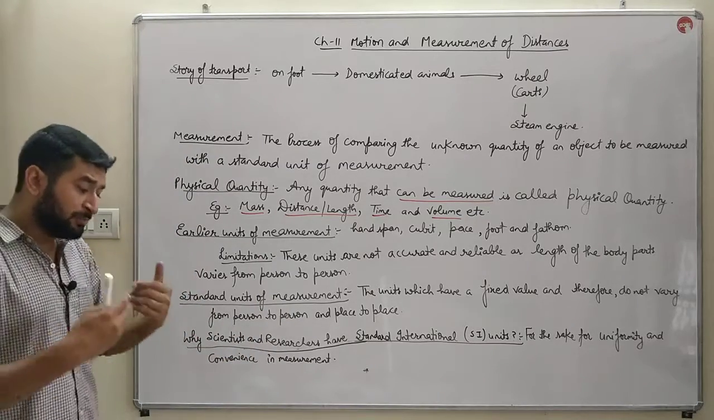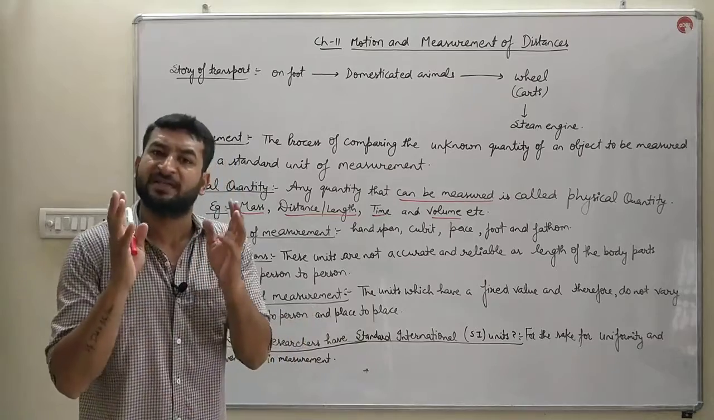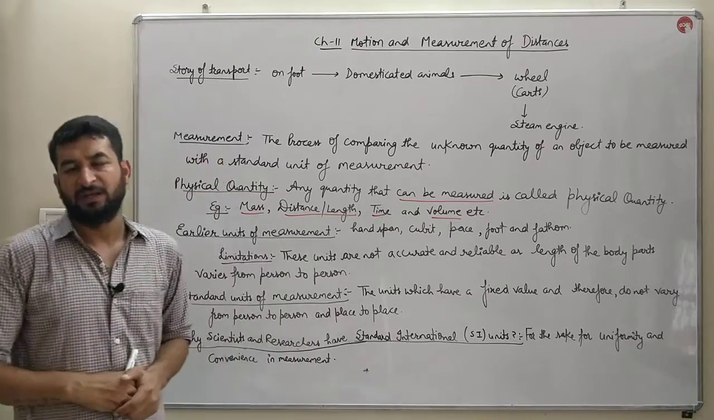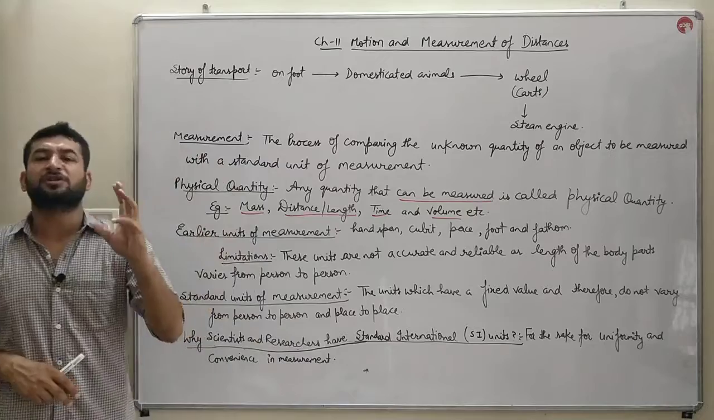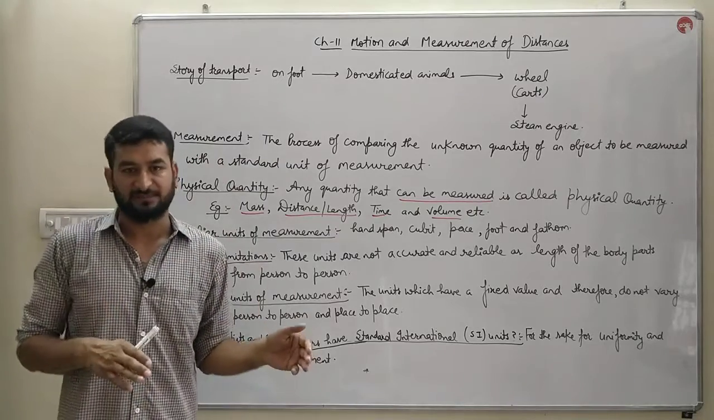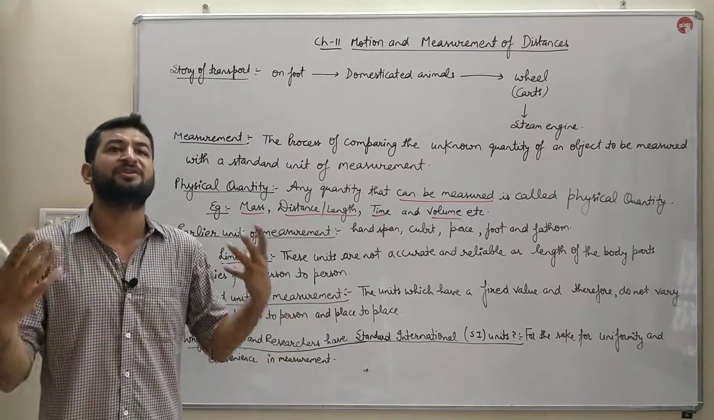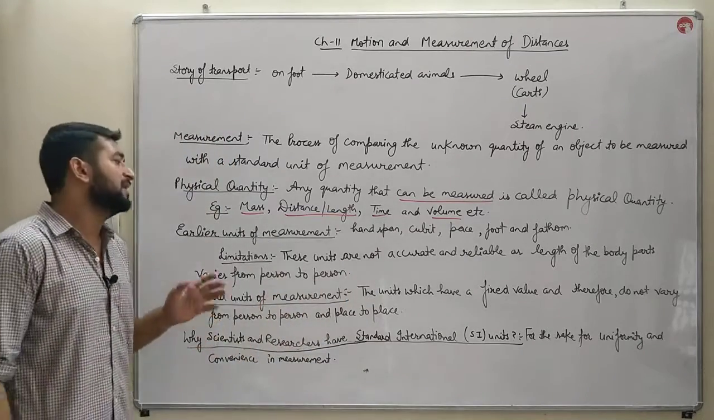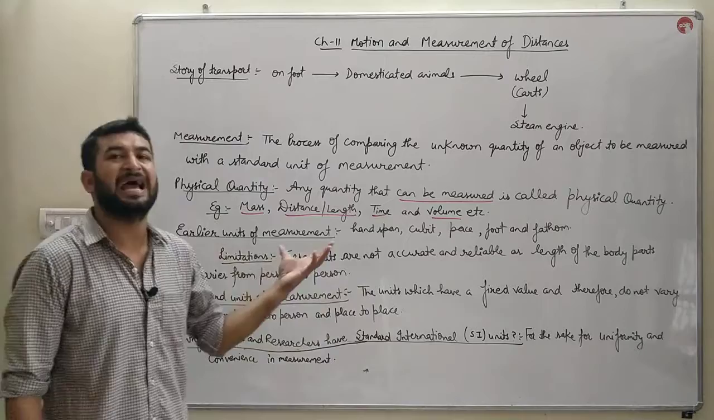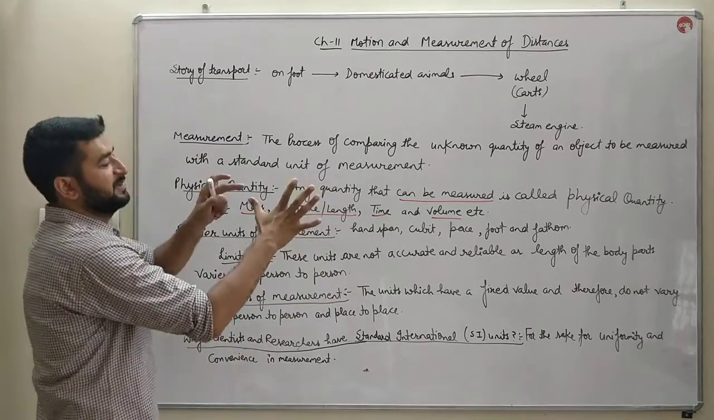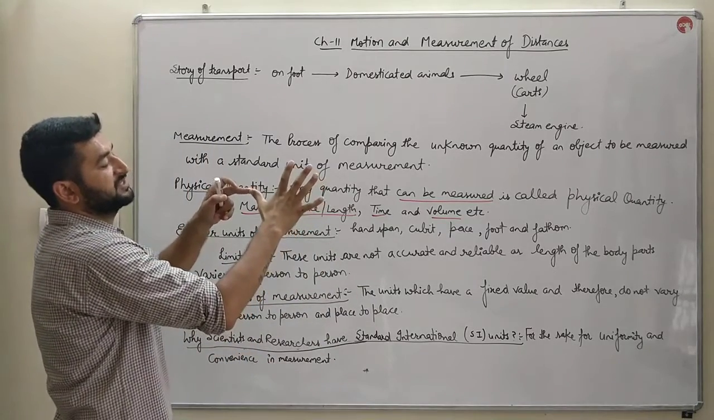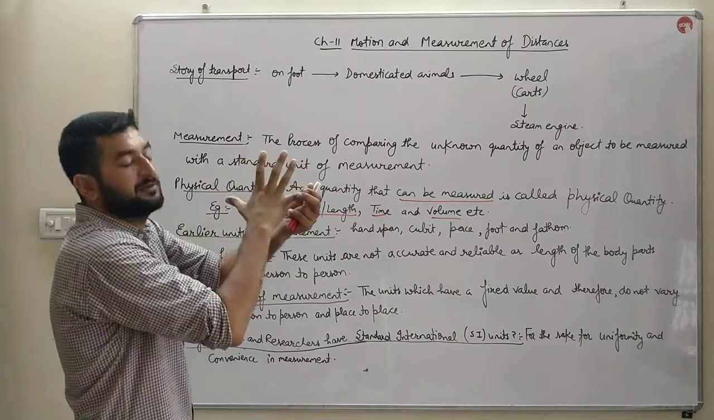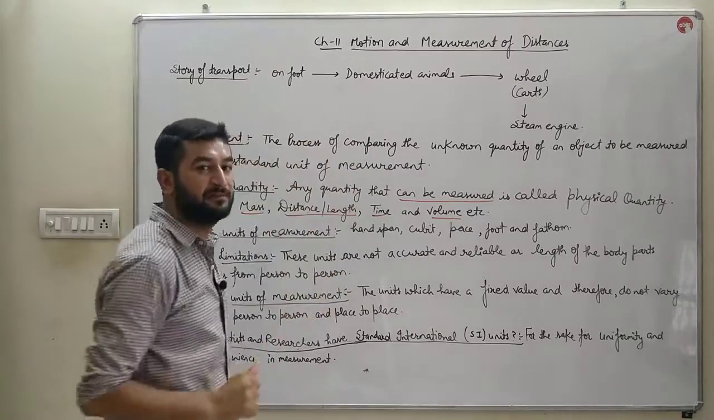Next, to measure the physical quantities, we require certain units. In earlier times, we used rough or inaccurate units. We used approximate units which vary from one person to another, like body parts. In earlier times, one unit of measurement was the hand span. This is the hand span, the length from the tip of this thumb to the tip of this finger. This is one hand span.